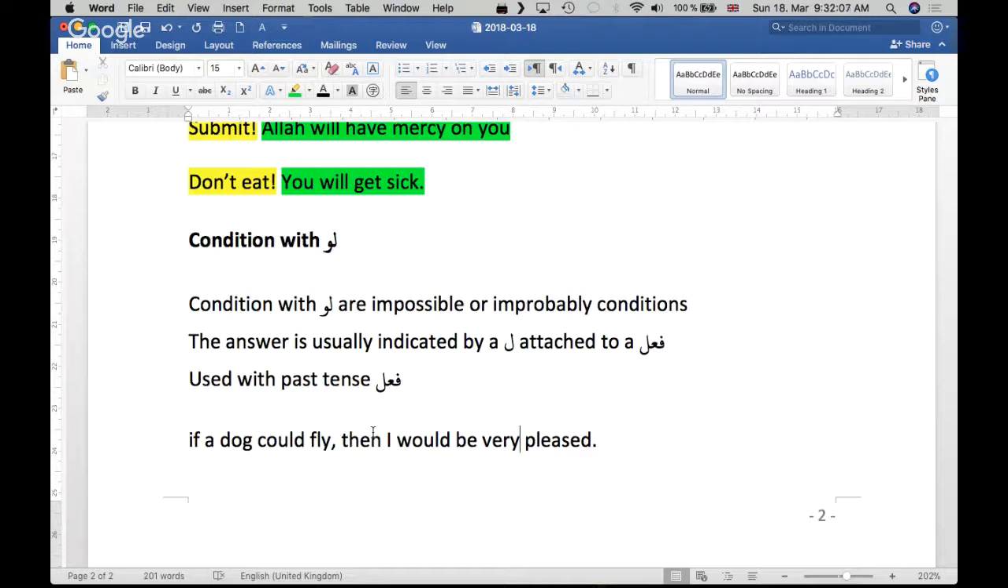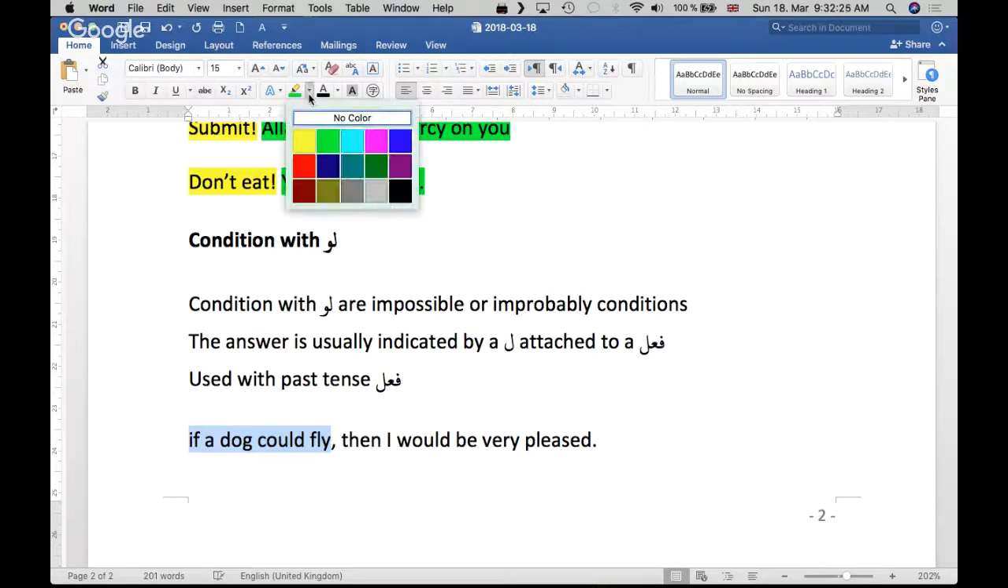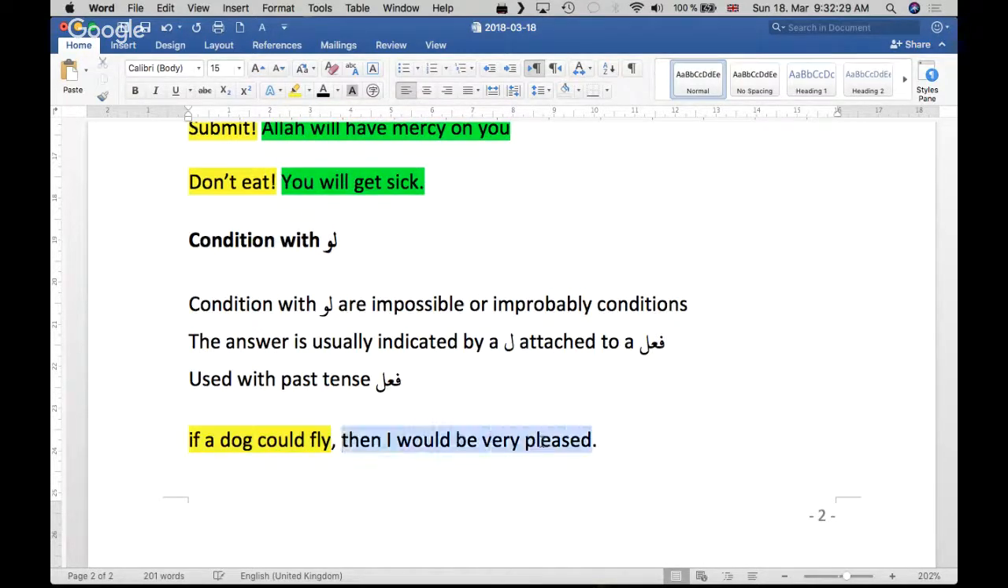Okay, if a dog could fly, then I would be very pleased. Think about it. Can you ever be pleased in this case? You just can't be, because a dog just can't fly. This is a condition that you put, which is an impossible condition. Therefore, the consequence, the answer of that condition, is also impossible. It's never going to happen.